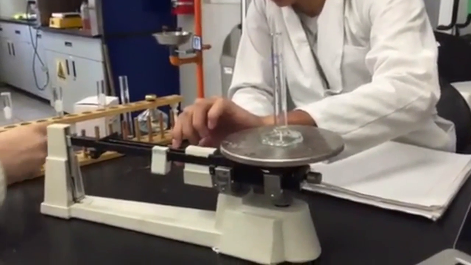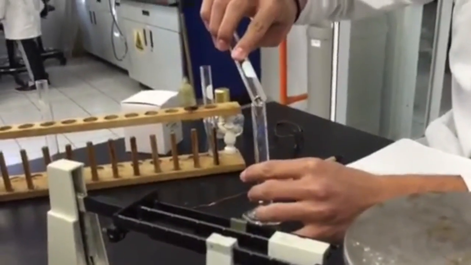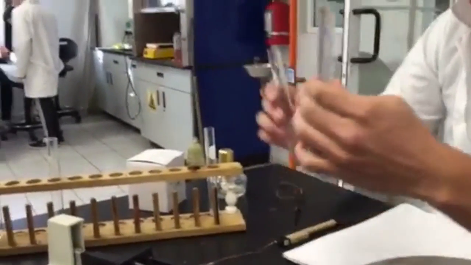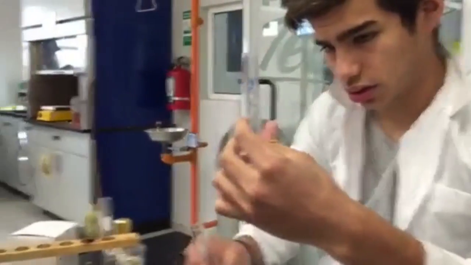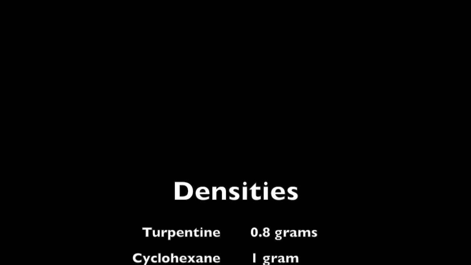Next, we calculated the mass of the substances, and we did this by weighing the graduated cylinder in which we were going to put the substances, then weighing the substances and subtracting the weight of the graduated cylinder from the final weight. We did this to be able to find out their density.